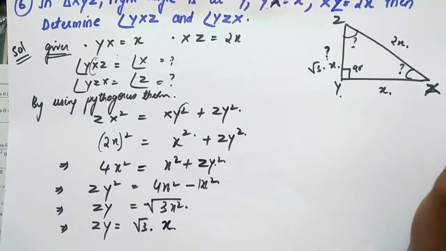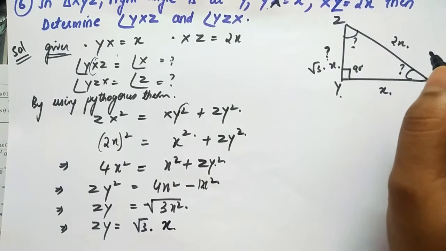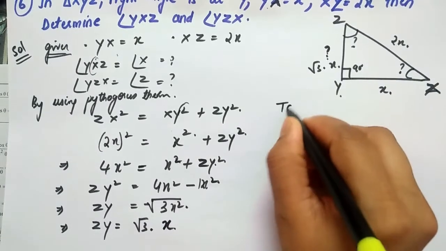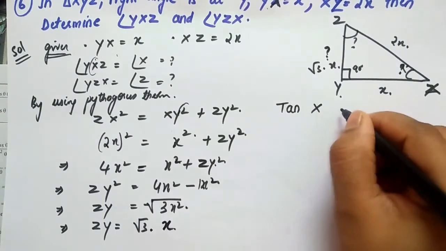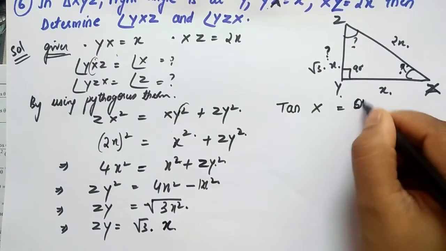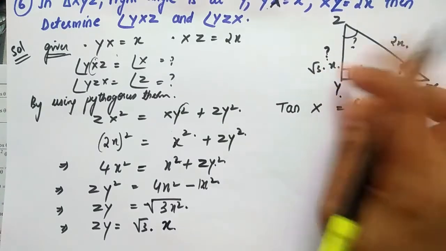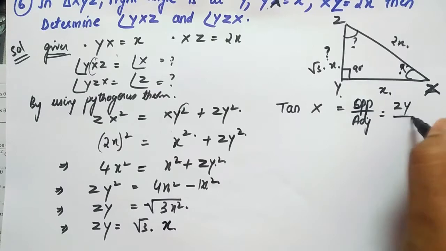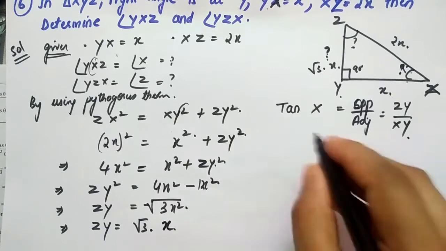Now since we need to find the angles, we will be using our table, I mean our ratios. The easiest ratio we usually use is tan. Let us take this angle as capital X. Tan x equals, what is tan? Tan is opposite by adjacent. What is opposite for x? It is zy. What is adjacent for x? It is xy.